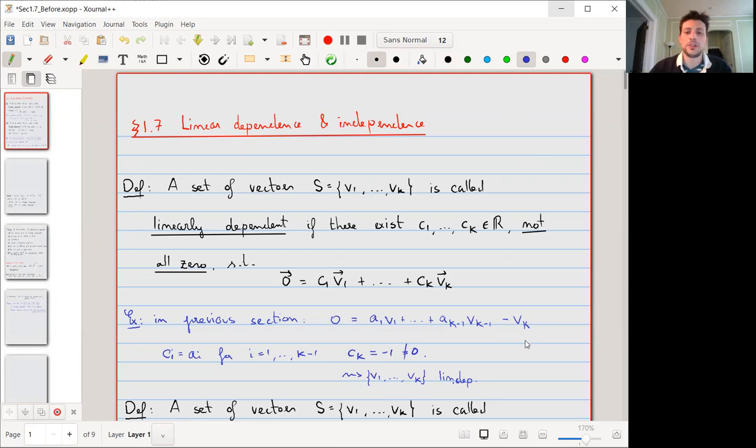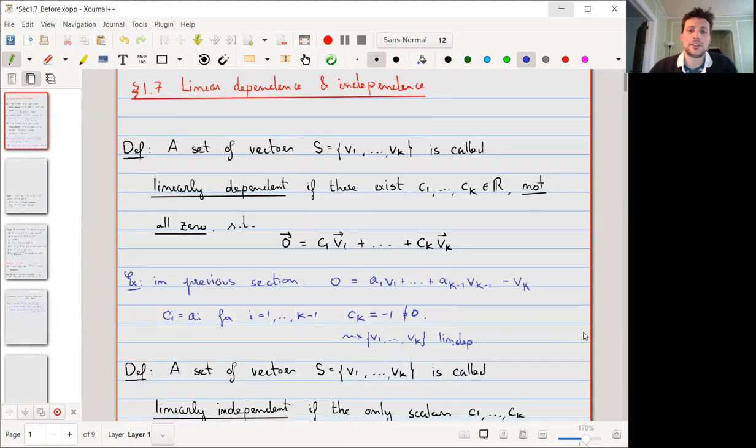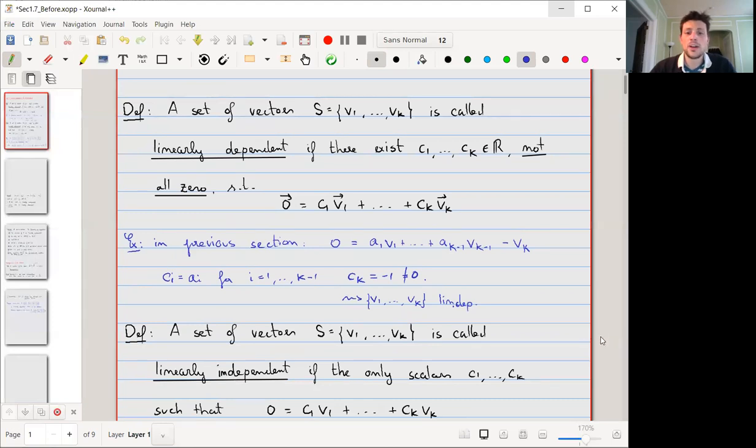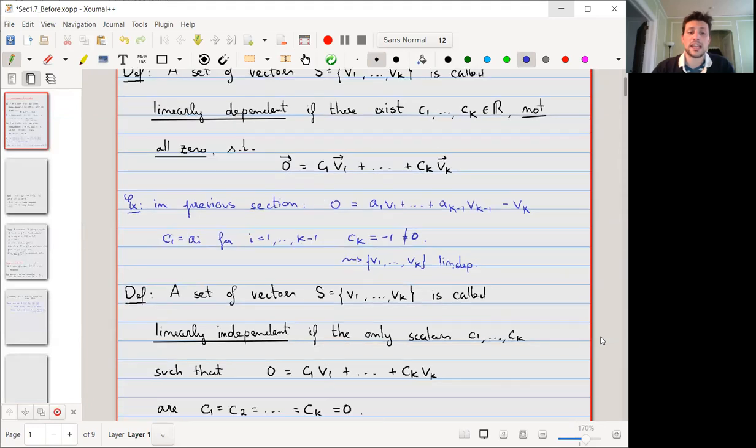The counterpart to linear dependence is the definition of linearly independent. So we said that instead, a set of vectors v1 through vk is linearly independent if you cannot write zero as a non-trivial linear combination of the vectors. In other words, if the only way that you have to write the zero vector is by having all of the coefficients in your linear combination also be zero.